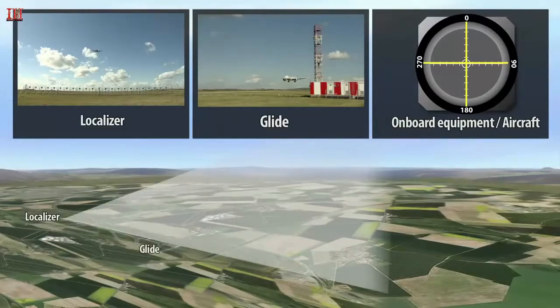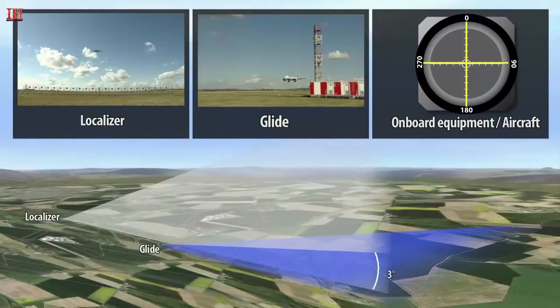A second transmitter, the glide slope, is situated at the edge of the runway, and its beam indicates the correct vertical descent profile. In accordance with International Civil Aviation Organization standards, the angle of this approach slope is 3 degrees.